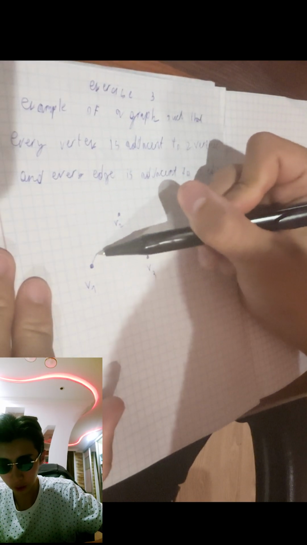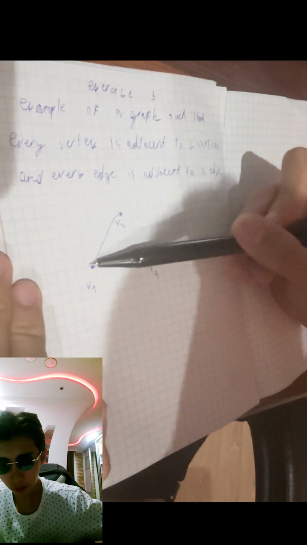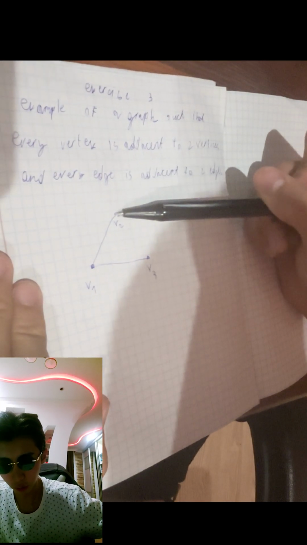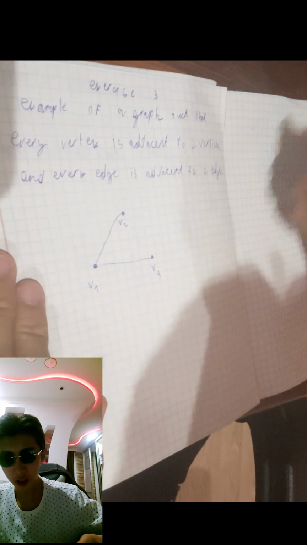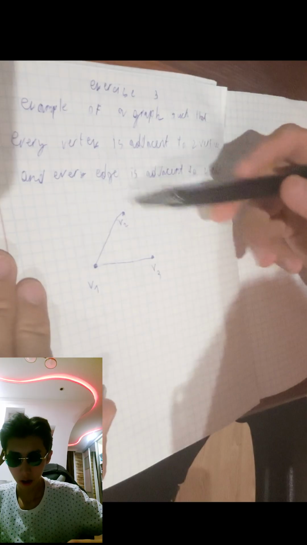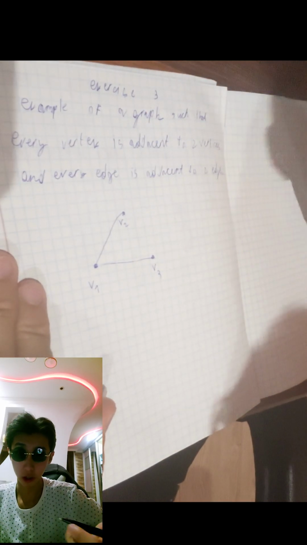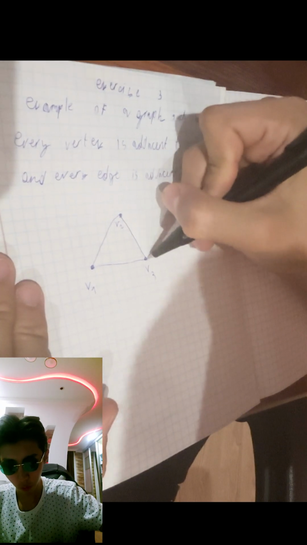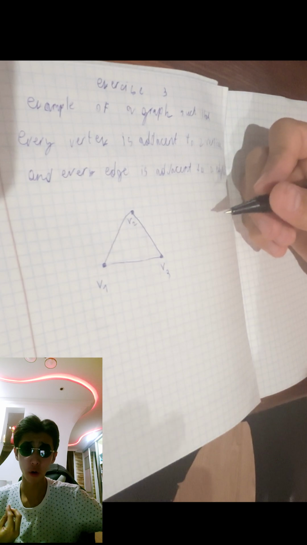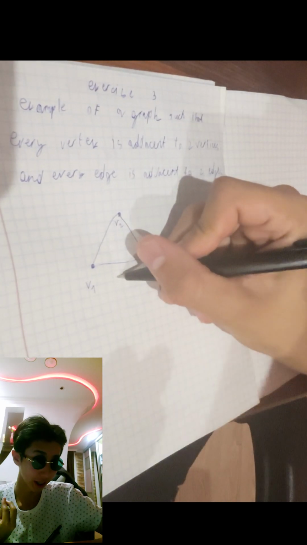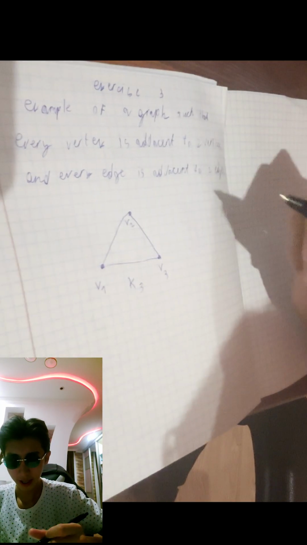Let's try V1 with V2. Now you see V1 is adjacent to V2 and V3, two vertices, okay? And every edge is adjacent to two edges. Now we see V2 and V3 have no edge. Let's troubleshoot that. We see the triangle, which is K3.